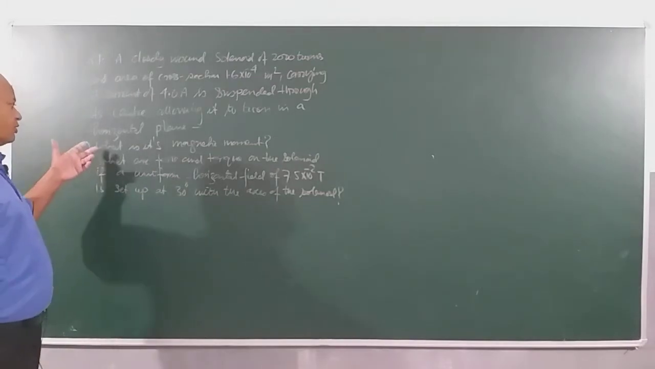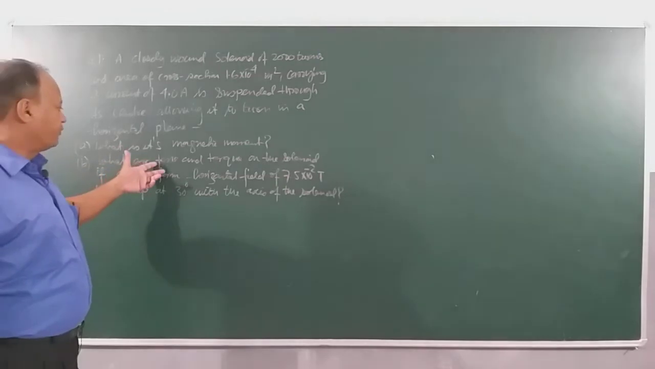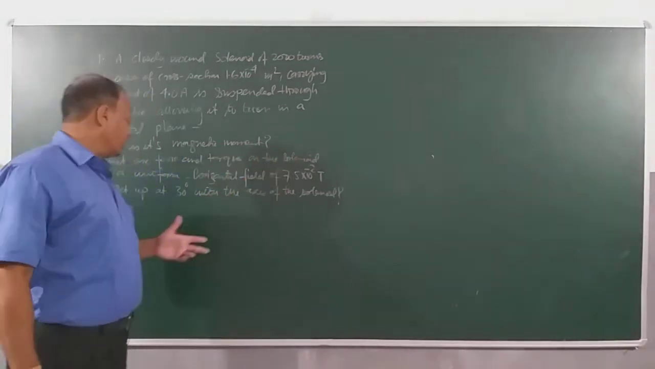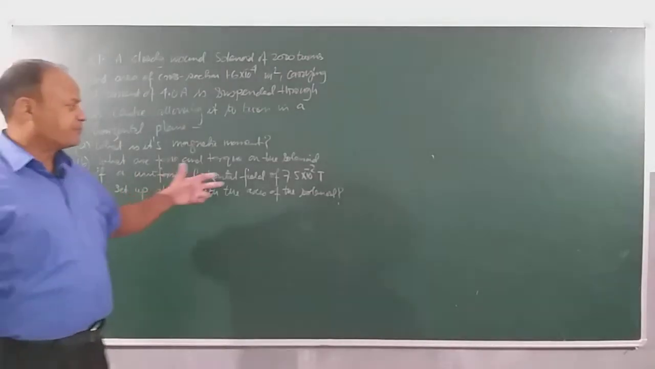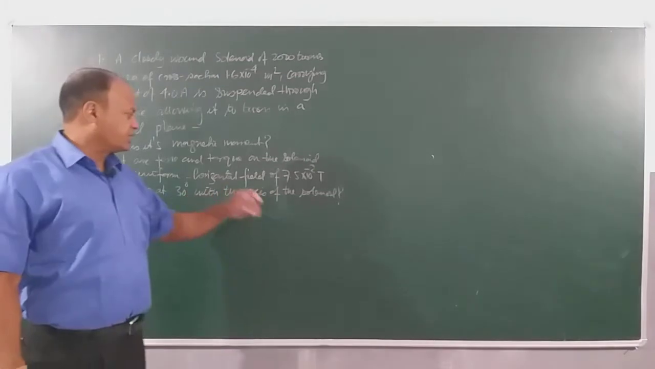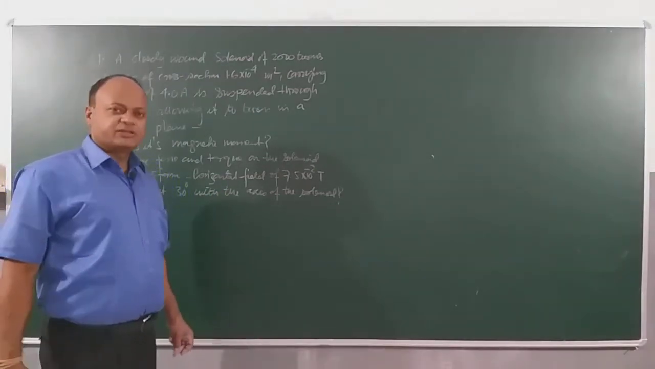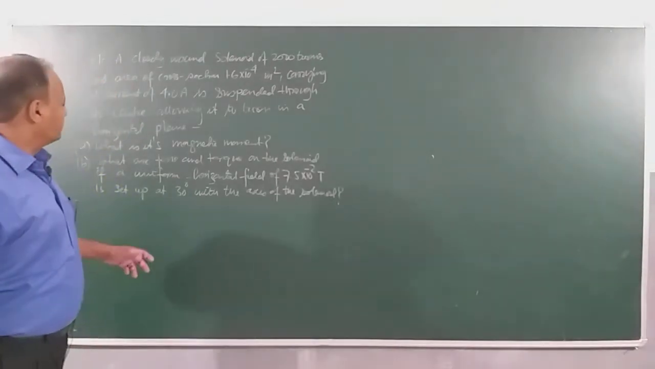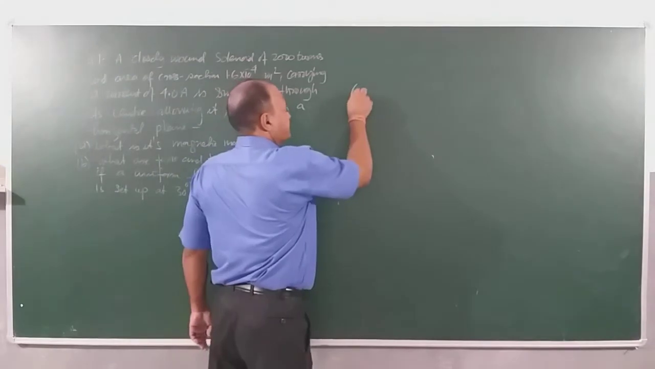You have to calculate what is its magnetic moment and what are the force and torque acting on the solenoid if a uniform horizontal field of 7.5 into 10 minus 2 Tesla is set up at 30 degree with the axis of the solenoid. Now this is a very easy problem. We answer the first case. See here, let's see what is given. What all is given, children?